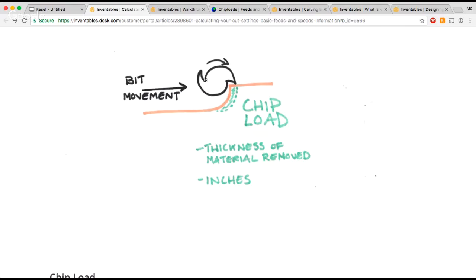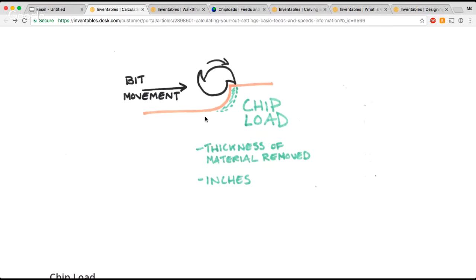So generating too much heat means these bits are dulling even quicker, and that's just going to mean you're going to have to buy bits all the time. And we'd love for you to buy bits, but we don't want you buying bits that you don't need to buy. We would much rather have you carving successfully and getting the best value out of the bits that you do purchase. So it's important to balance this, because if your chip load is correct, you're going to be expelling heat away from your bit, and that's going to keep your bit nice and long lasting.